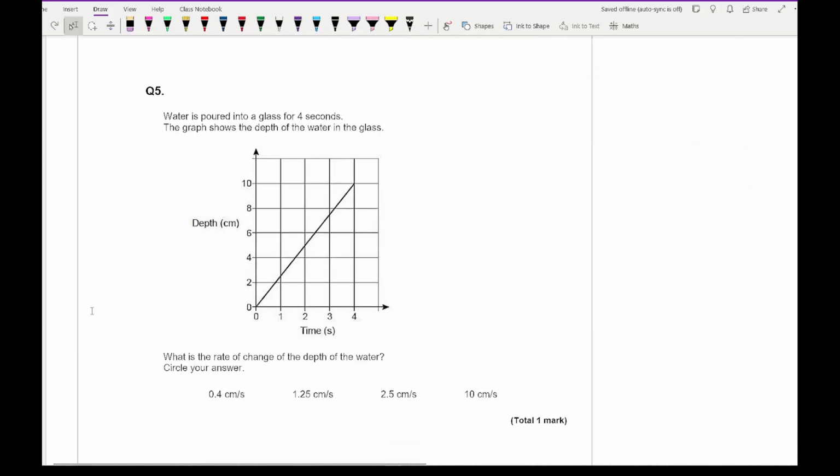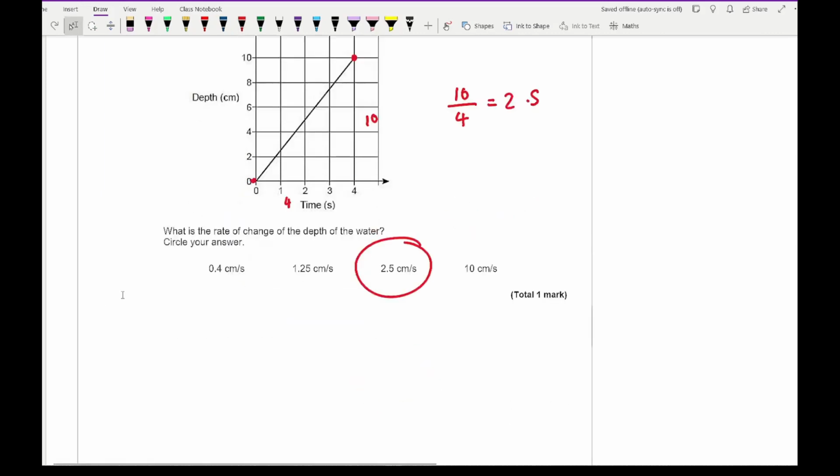Moving on to question 5, it says water is poured into a glass for 4 seconds. The graph shows the depth of the water in the glass. And the question is saying, what is the rate of change of the depth of the water? So again, what we need to do is basically work out the gradient of this line. So if I pick 2 coordinates and look at the triangle, it's got a height of 10 and a base of 4. So it's going to be 10 divided by 4, which is 2.5, which is our third option.